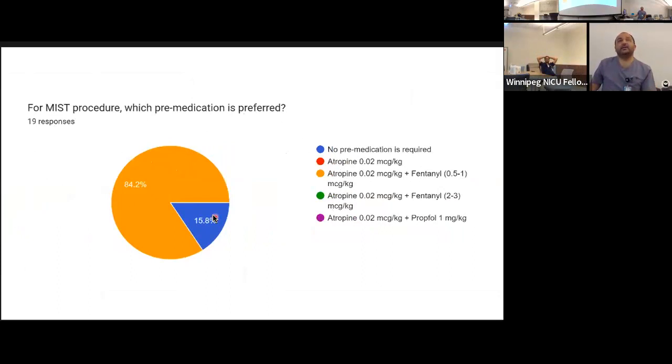Speaking of MIST, most of us in the team, or those who responded, agreed with atropine and a small dose of fentanyl, between 0.5 and 1. Some of us are more in favor of no pre-medication. And actually, some centers don't give pre-medication for the MIST procedure.